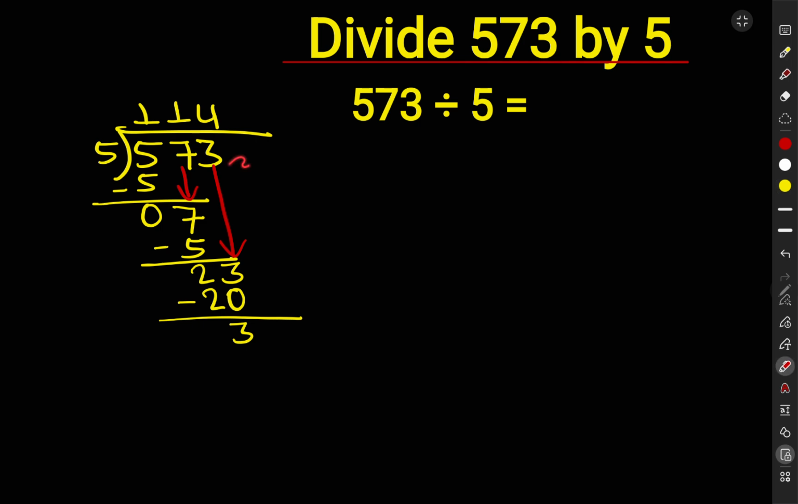So now we have no other number to put down. So we take a decimal here so that we put 0. So it is 30 and 5 times 6 is 30. On subtracting we get 0.